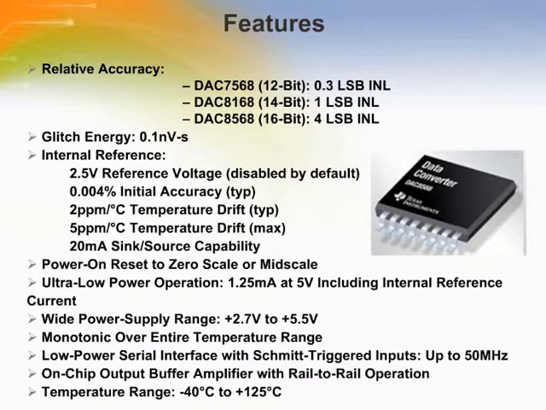According to TI, the internal reference, which saves space and cost compared to external references, also offers a high initial accuracy of plus or minus 0.004% typical and plus or minus 0.002% to help eliminate the need for full-scale system calibration.